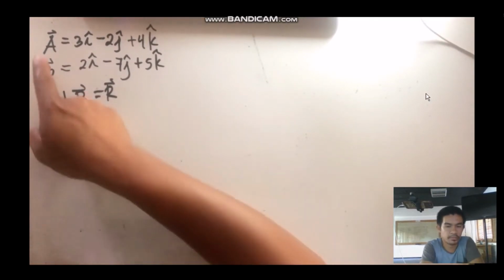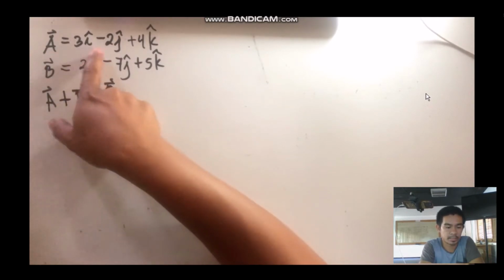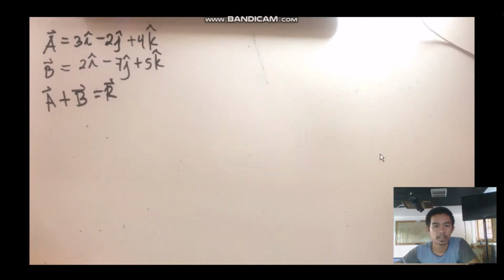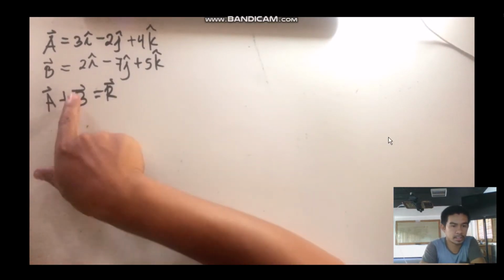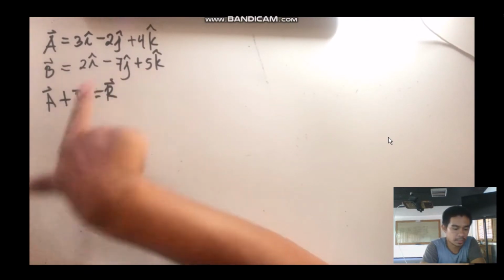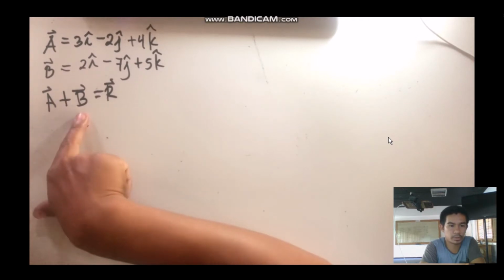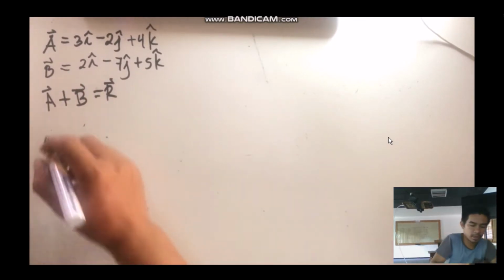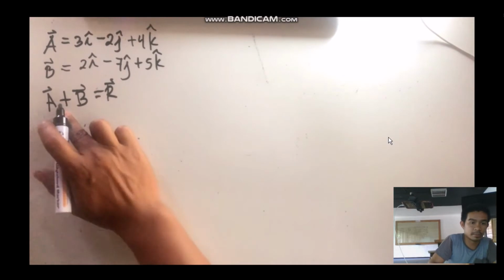Just for example, these are the two given vectors. We have vector a equals 3i hat minus 2j hat plus 4k hat. 3 is the x component of vector a, negative 2 is the y component, and 4 is the z component of vector a. And then vector b has an x component of 2, a y component of negative 7, and a z component of 5. So we will look for vector a plus vector b, and the sum of these two vectors will be represented by vector r. So vector r equals vector a plus vector b.